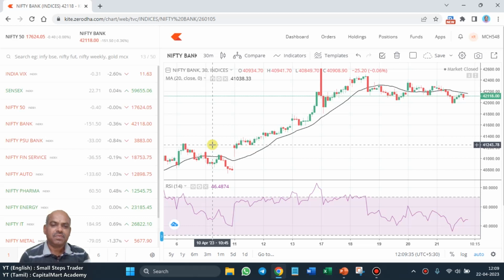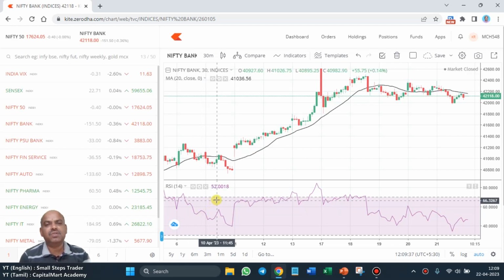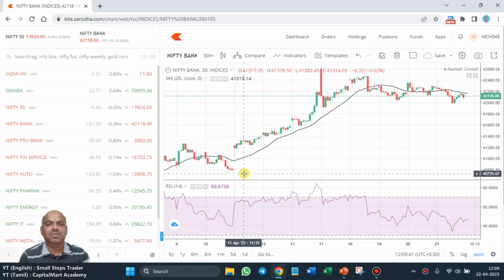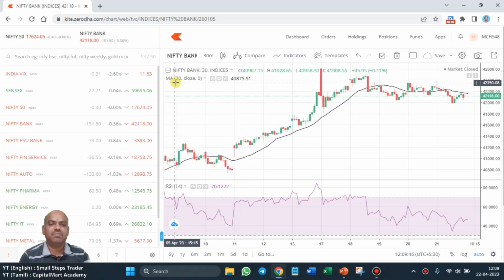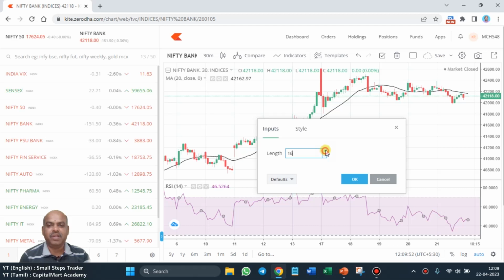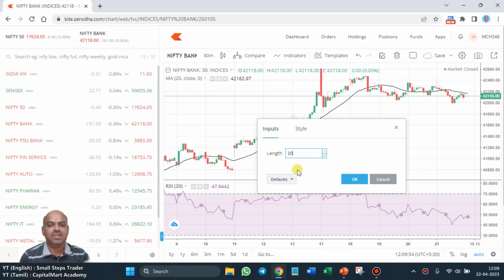Generally I use 20 period because 21 is a Fibonacci number, so to be close to that, as a round figure, I use 20. So here I am using a moving average of 20 period. Now I am going to use RSI, so I am going to change the period and increase it to 20. Now the parameters of both indicators are matching.